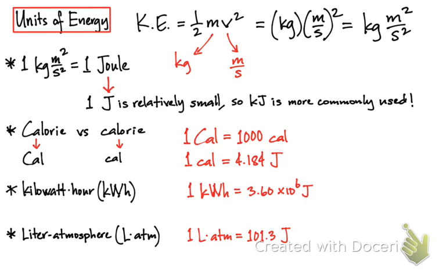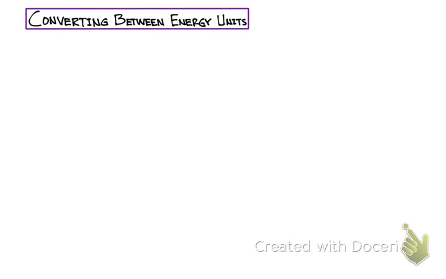Liter atmosphere has a symbol LATM, and 1 liter atmosphere is equivalent to 101.3 joules. Let's look at a few energy conversion examples here.